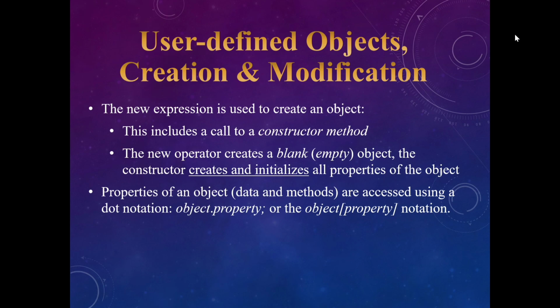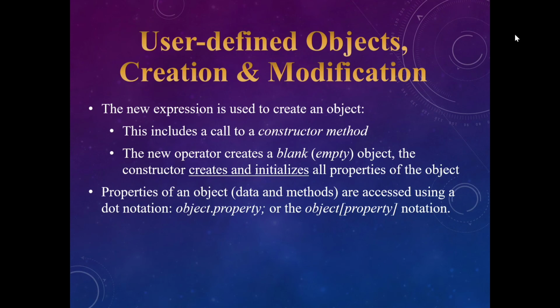Usually, it consists of data types like strings, numbers, and booleans. There are two ways to construct an object in JavaScript. One, the object literal, which uses curly braces. Two, the object constructor, which uses the new keyword. The new expression is used to create an object. This includes a call to the constructor method. The new operator creates a blank object. The constructor creates and initializes all the properties of the object.